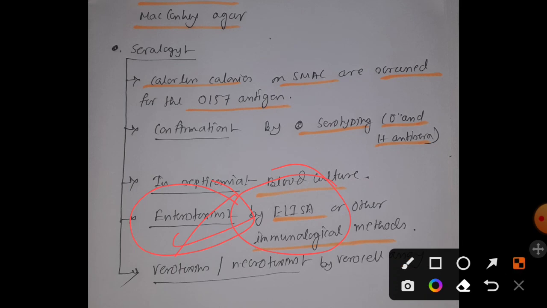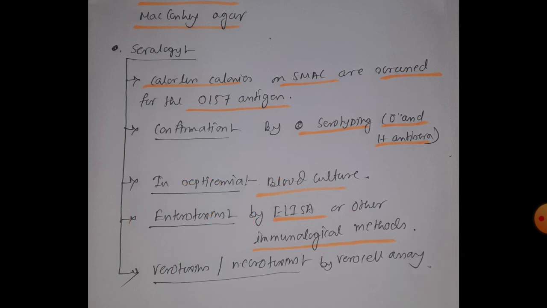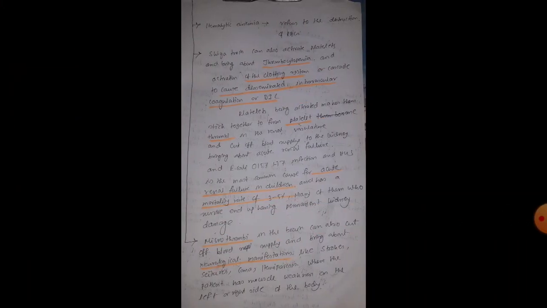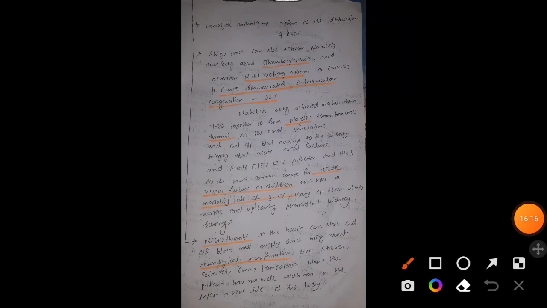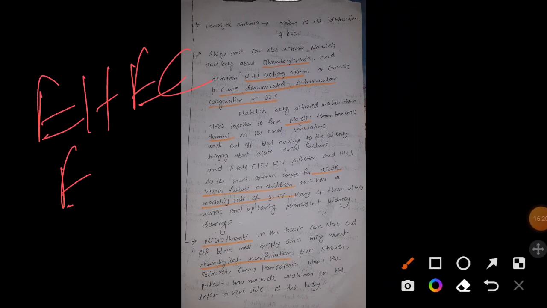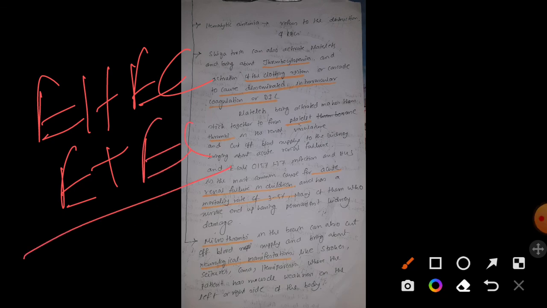Okay, so that was the lecture for E. coli O157:H7. So we have talked about the major two, EHEC and ETEC, right? Now we will talk about the pathogenic strains which are not that important, that is EPEC, AIEC, EAEC, but we are also going to talk about these.